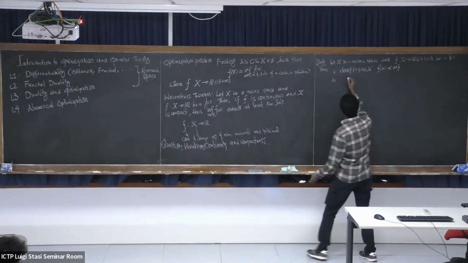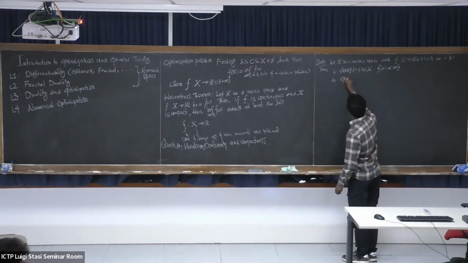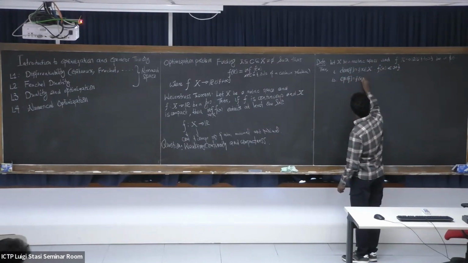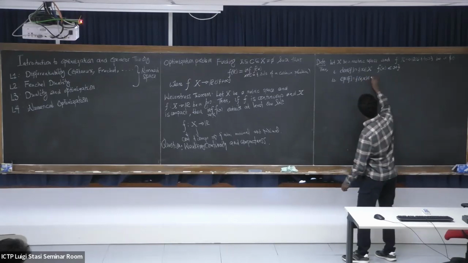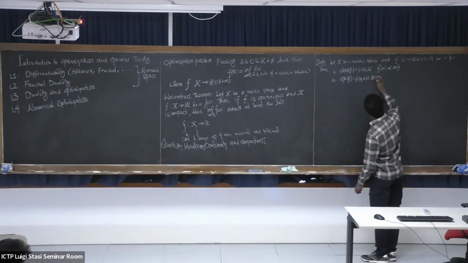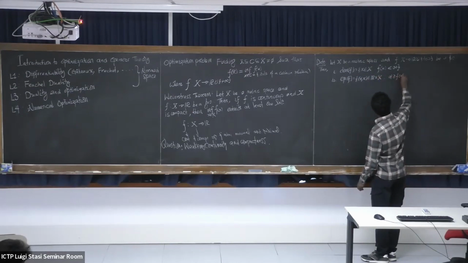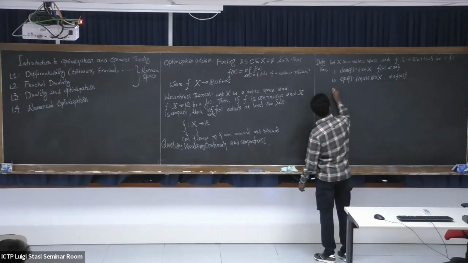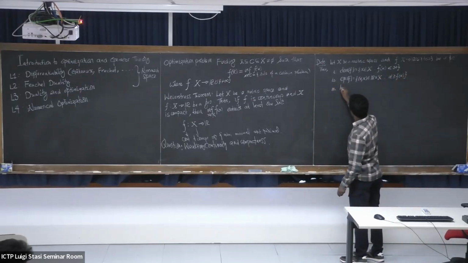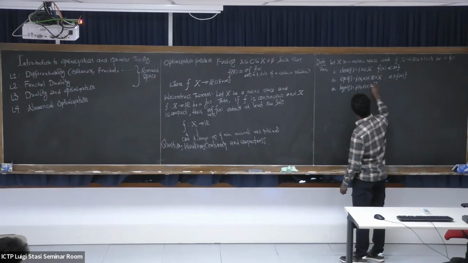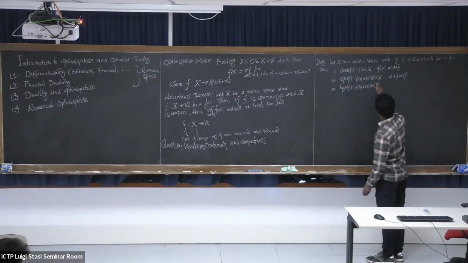Second one is epigraph. The epigraph of F is the set of points (alpha, X), an element of this product space, so that alpha is greater than or equal to F of X. Third, hypograph. The hypograph of F is the set of points (alpha, X), an element of R cross X, so that alpha is greater or equal to F of X.